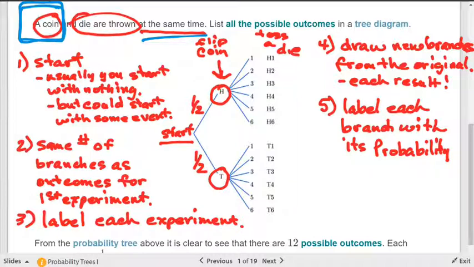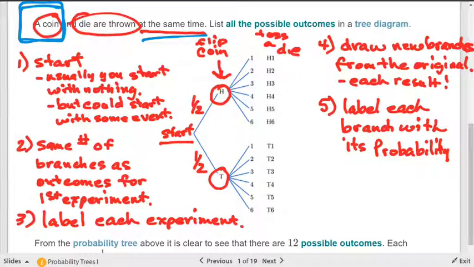So you're just going to label them. Now, we're going to multiply these together later. So do you have to use fractions? No, we could also use what? Decimals. Percentages are not so good because you can't multiply with a percent without converting it first, right? So label each branch with its probability.